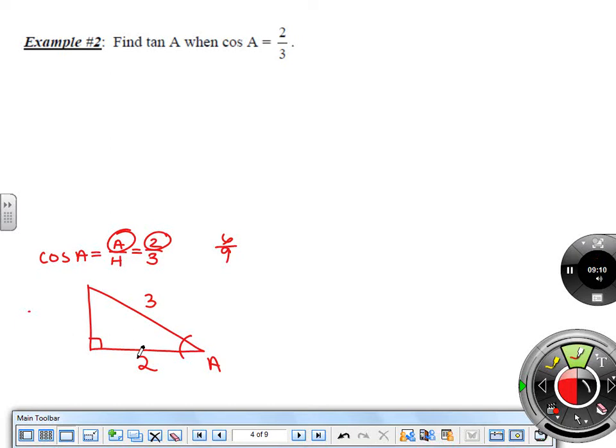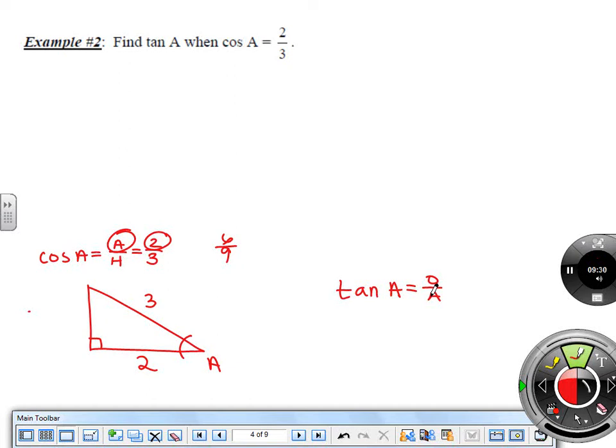Otherwise, when I go to find what they want me to find, which is the tangent of angle A, how do I calculate tangent? What pieces of the triangle do I need to see? Good. Opposite over adjacent. Okay? If I mix them up, I'm going to get my tangent wrong, right? I'm going to have the wrong ratio of sides. So it's important that wherever I put angle A, this adjacent one was.